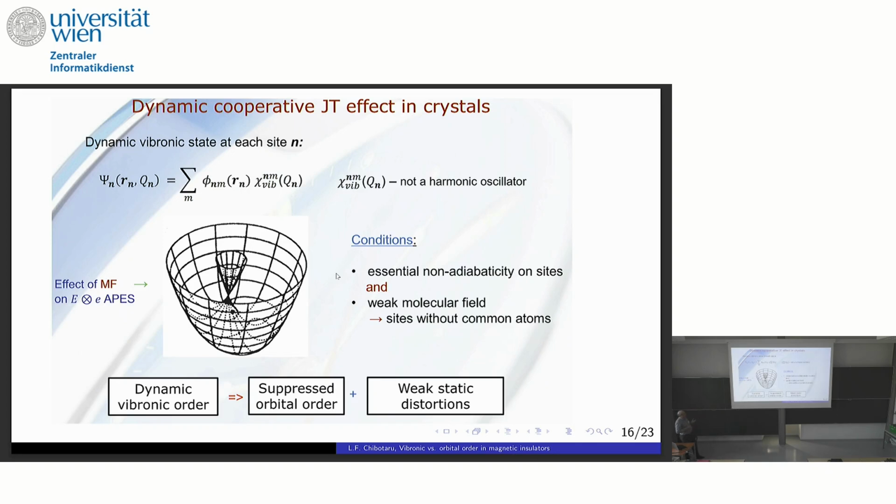When we have this situation, there are two classes of compounds where we encounter it. These are, first of all, fullerenes, alkali-doped cubic fullerenes, and these are d1 double perovskites.